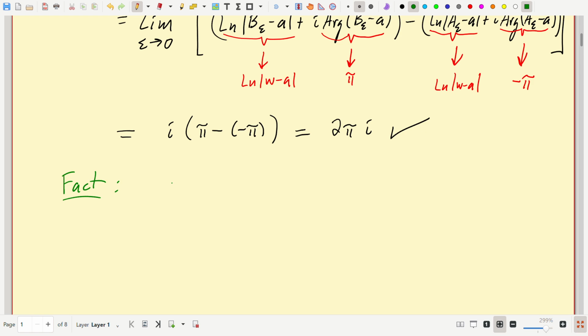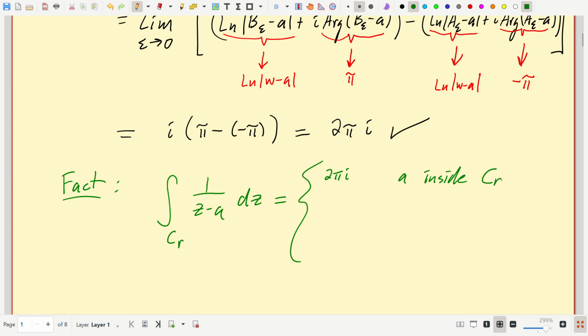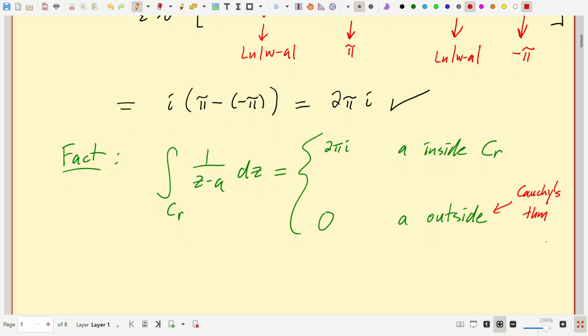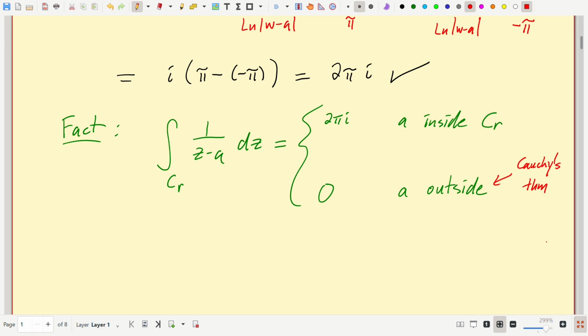But the big fact here today is that the integral around the circle of radius r of 1 over z minus a dz is equal to 2 pi i when a is inside the circle of radius r. And, of course, it's equal to 0 when a is outside. That's just Cauchy's theorem, which we demonstrated last time using Green's formula. Okay, so that's a preliminary calculation that we'll need to know.